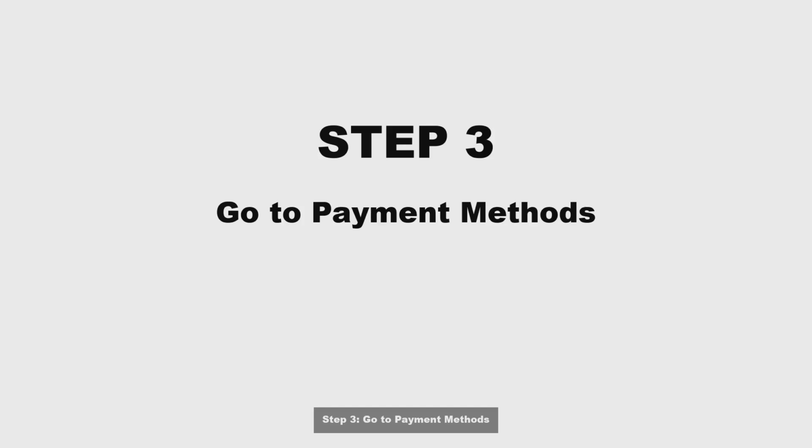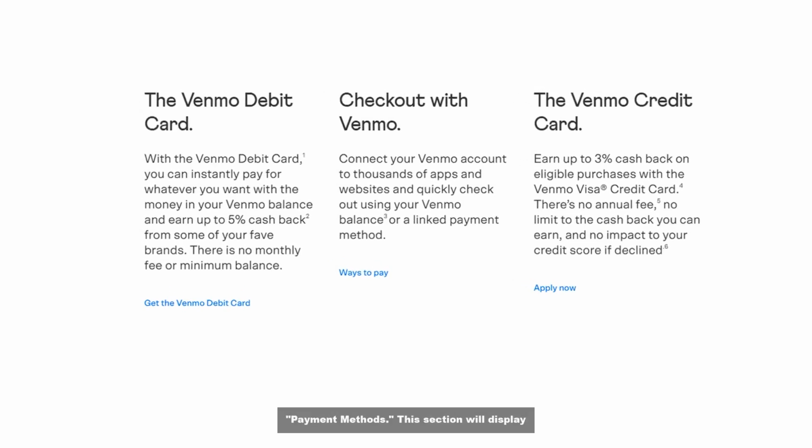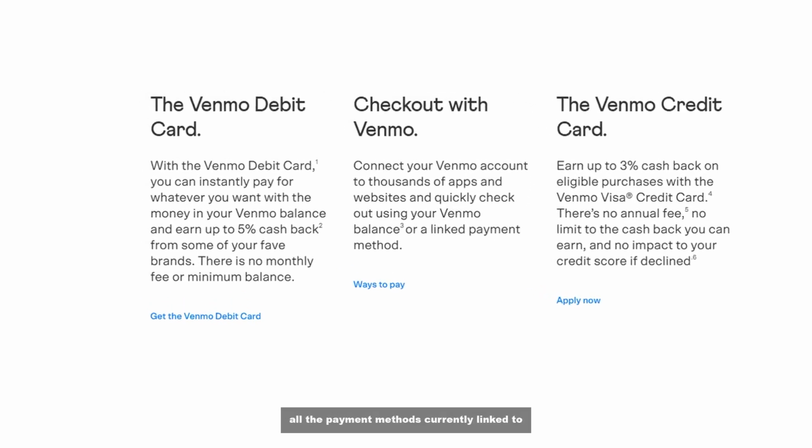Step 3. Go to Payment Methods. In the Settings menu, find and select Payment Methods. This section will display all the payment methods currently linked to your Venmo account.